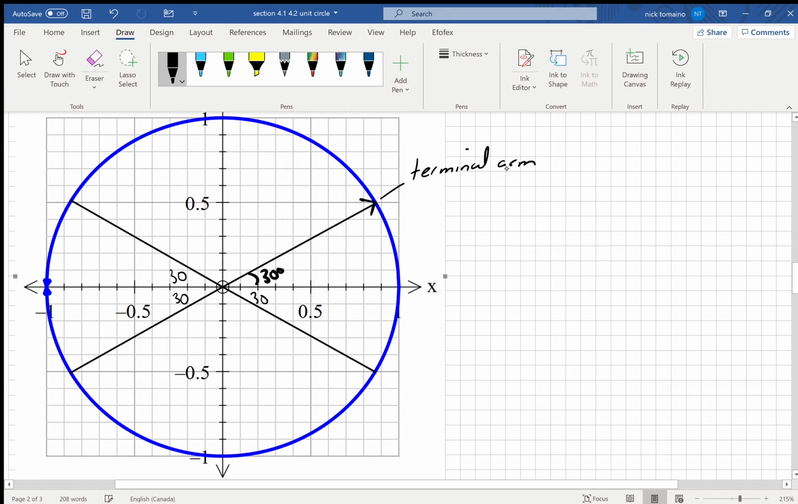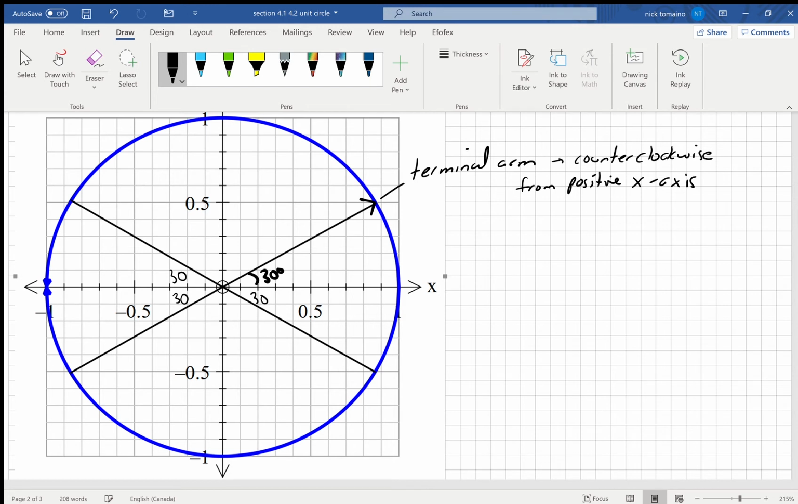And the terminal arm gets rotated counterclockwise. If it goes clockwise, counterclockwise from the positive x axis. As you rotate the terminal arm, it stops at some point after a certain amount of rotation. So this one here, I'm going to take this terminal arm, which has a radius of 1, and I'm going to rotate it 30 degrees.